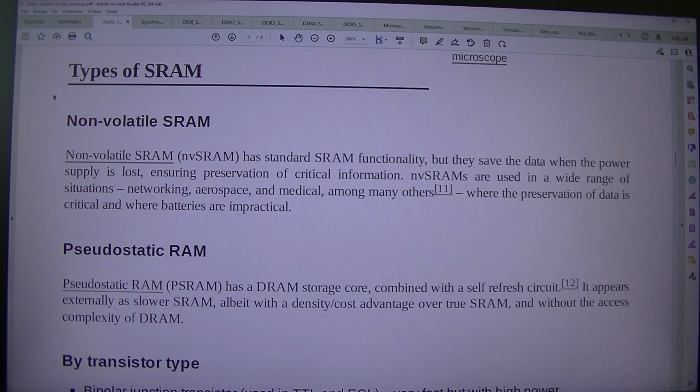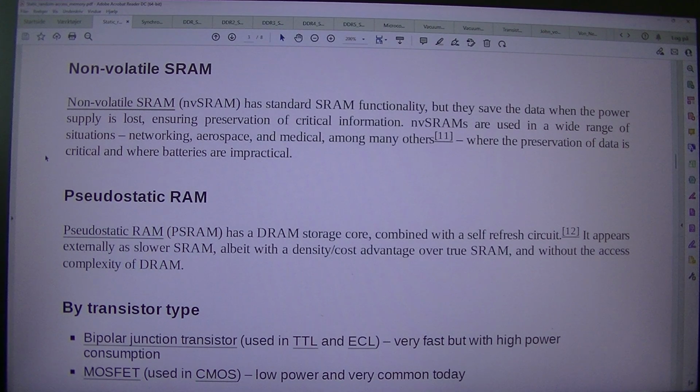Non-volatile SRAM, NVSRAM, has standard SRAM functionality, but it saves the data when the power supply is lost, ensuring preservation of critical information. NVSRAMs are used in a wide range of situations: networking, aerospace, and medical, among many others, where the preservation of data is critical and where batteries are impractical.